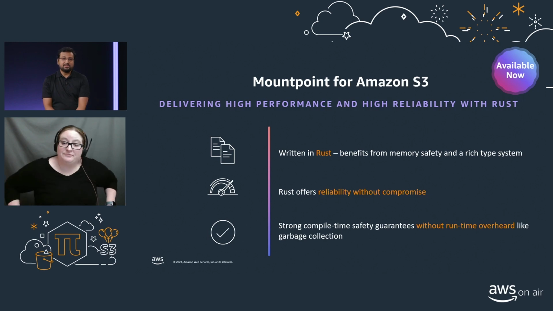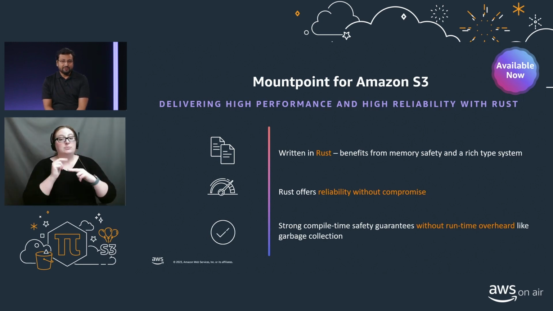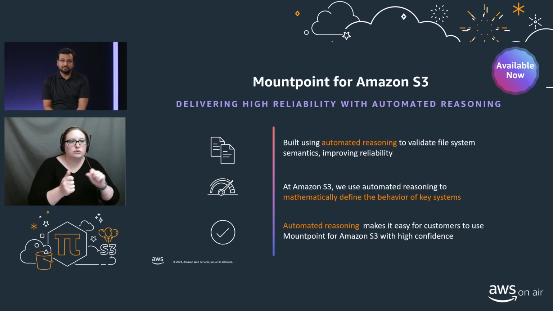Second, Mount Point is built in the Rust programming language, which offers strong compile time safety guarantees without runtime overheads like garbage collection. Teams across Amazon S3 and AWS are building core services in Rust today. We use Rust because it offers reliability without compromise. We get strong safety guarantees like memory safety and a rich type system without paying the cost of a language runtime or garbage collector to enforce those guarantees.